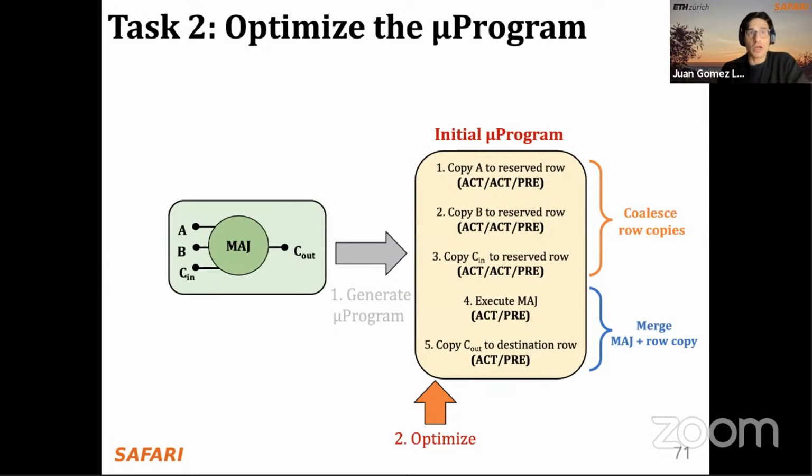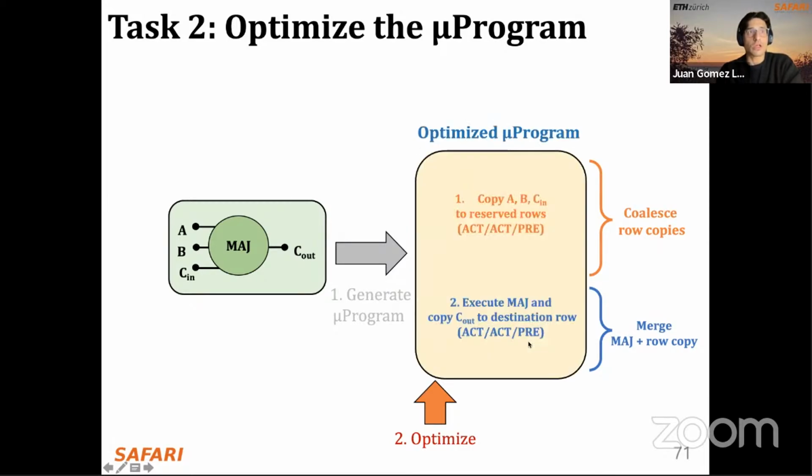Another optimization that we can apply is what we do here as well, by merging step 4 and step 3. In step 4, we are executing the majority operation where we activate 3 rows at the same time with this activate. And then in step 5, we copy the result to the destination row. So one thing we can do here is to merge these two by turning them into an activate precharge. The first activate activates the 3 input operands of the majority operation.